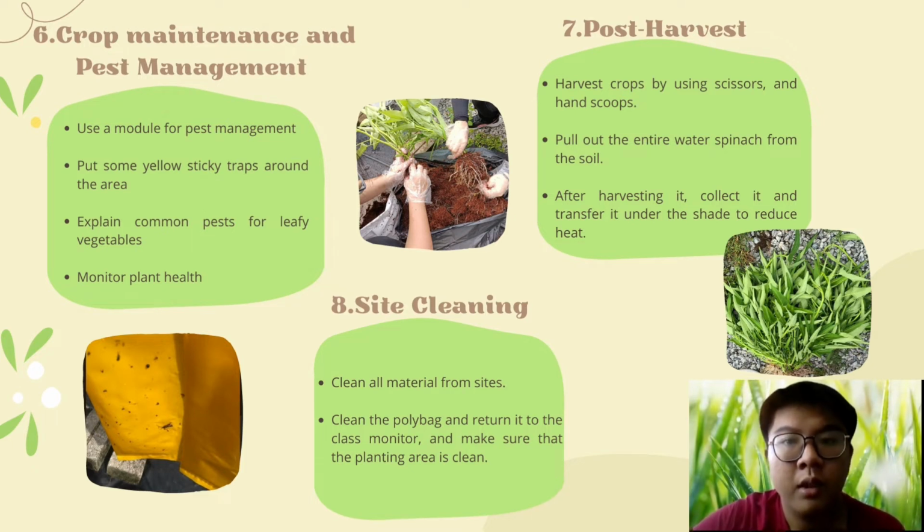The seventh step is post-harvest. Harvest the crops using scissors and hand scoops, and then pull out the entire water spinach from the soil. After harvesting, collect it and transfer it under the shade to reduce heat.